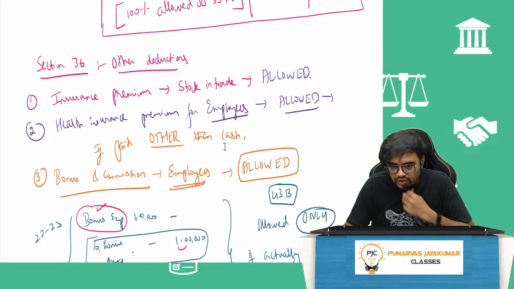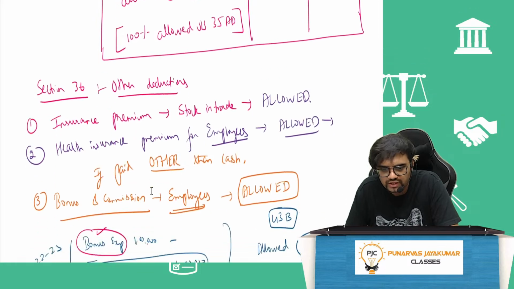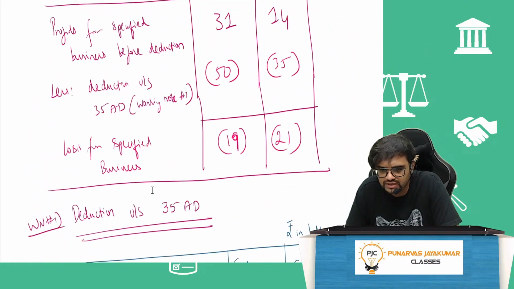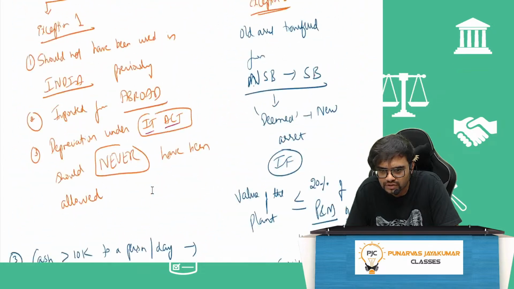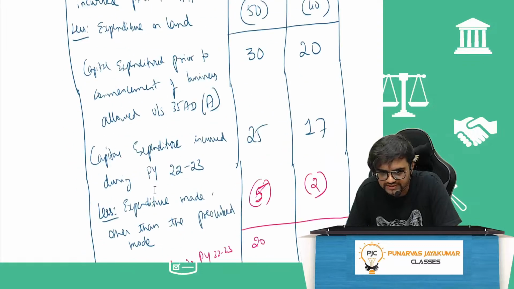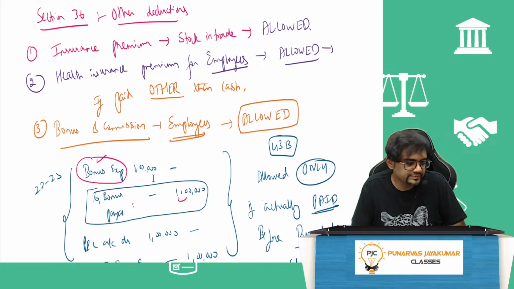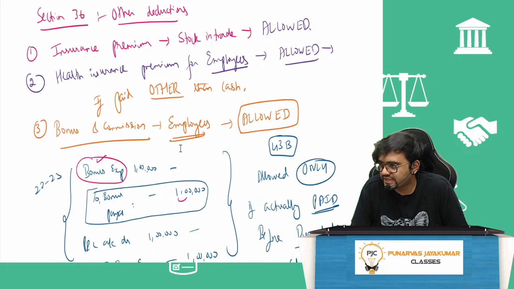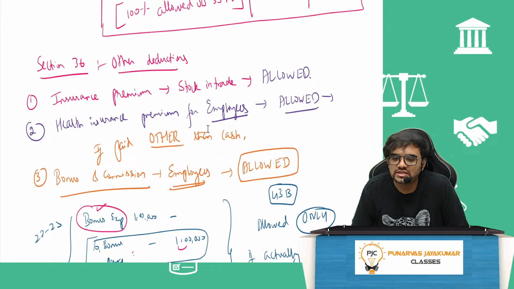Right. Guys, moving on. Section 36. So we are done with other areas, 35 AD, 35 D, 35 DDA, all those things. So let us go into 36, 37, and then we have your deemed profit 41 and presumptive taxation. All those things will finish off. One by one. 36, other deductions.